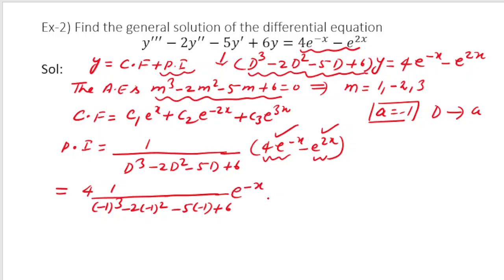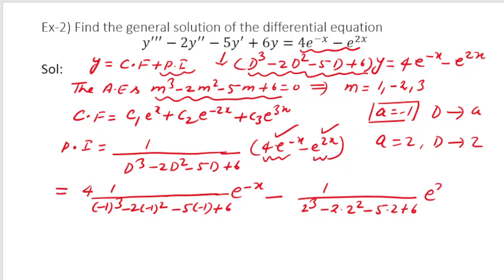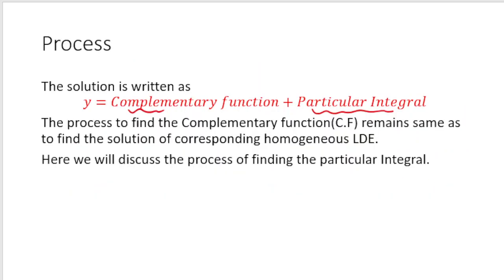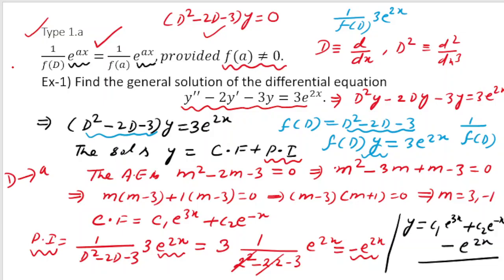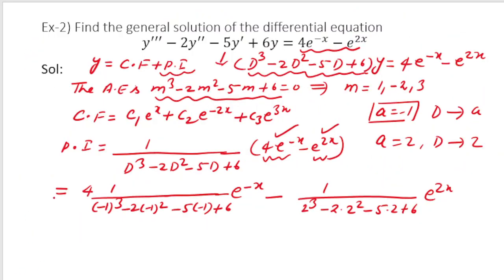Okay, and minus, I need to operate this on the second term also, but in the second, what is a? a is 2, so now I need to replace this D by 2, so I will get 1 by, and in place of D I will write 2 cube minus 2 into 2 square minus 5 into 2 plus 6, e to the power 2x. The application of this formula that I have written is the very important first formula that you need to keep in mind. So now I just need to simplify, which is a very easy thing for you.